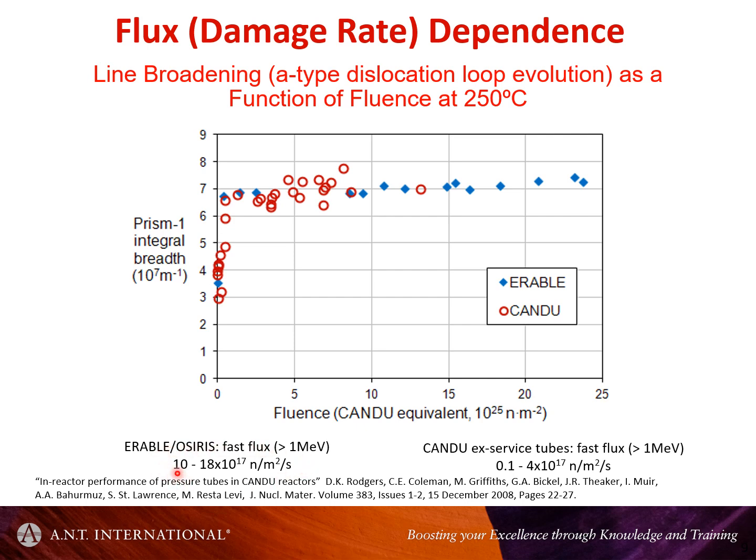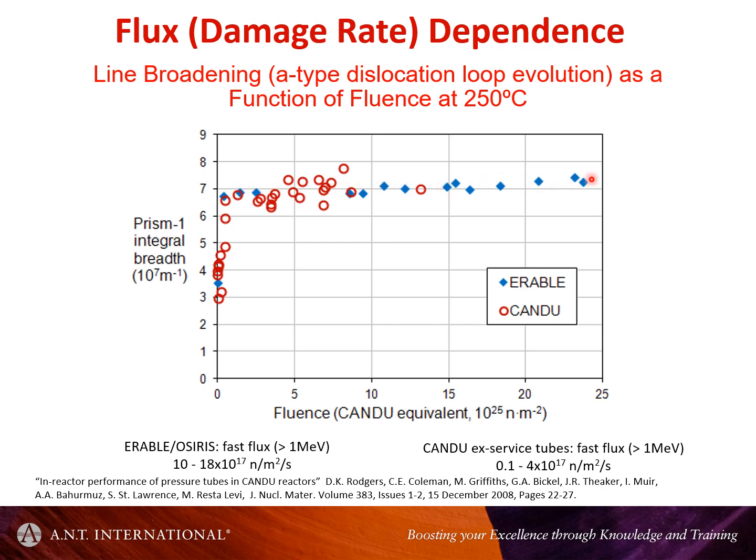This is some data ranging from, in this case, 10 to 18 times 10 to the 17 neutrons per meter squared, which would be 10 to the 13 neutrons per centimeter squared. And when you compare that with CANDU reactor operating conditions, we have a much lower range of fluxes, basically an order of magnitude lower on average. What we see when we plot the CANDU data against the test reactor data, the irradiated data in blue here, is that there's not really much difference. That would indicate that even though we have a factor of 10 increase in the neutron flux, it has very little effect on the evolution.